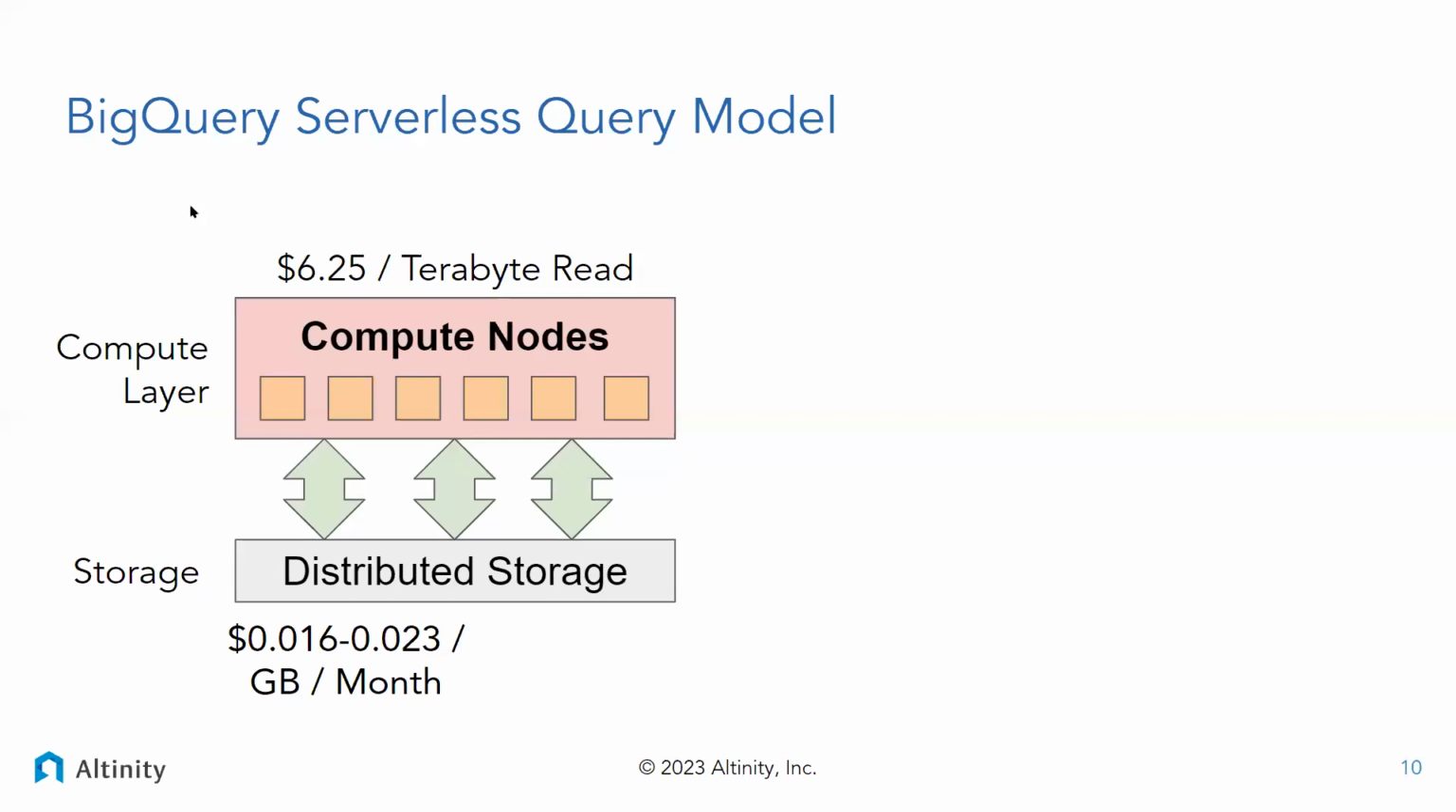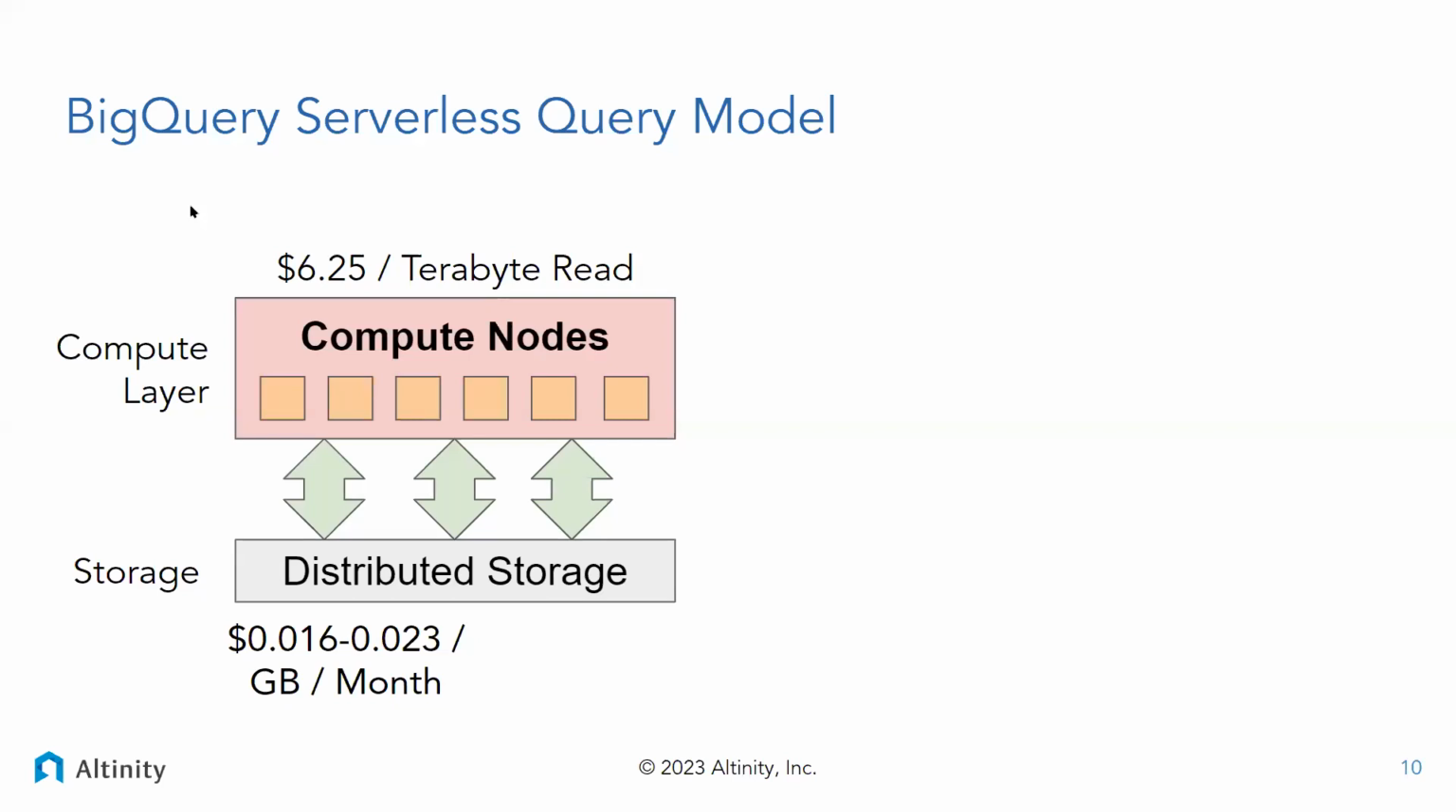And BigQuery has a number of pricing models, but I'm just going to focus on one, which is what's called the serverless or on-demand query model. The way this works is you store the data on distributed storage. It's actually not object storage. It's a different proprietary system, at least up until recently, and it's charged at about object storage rates.